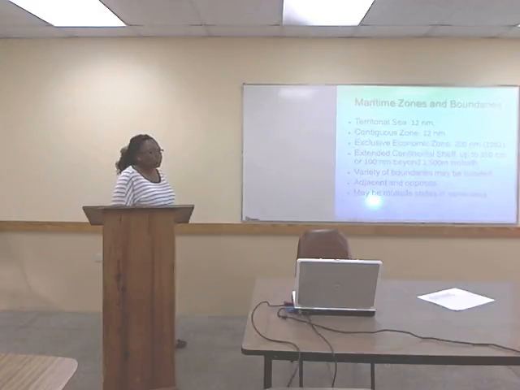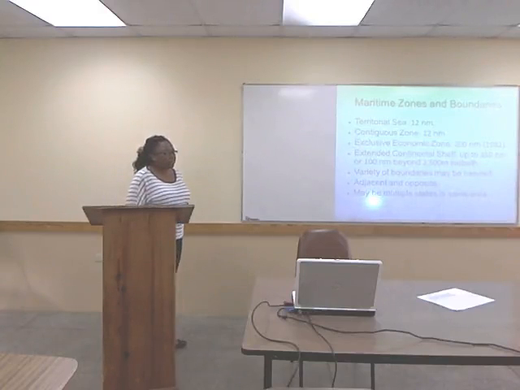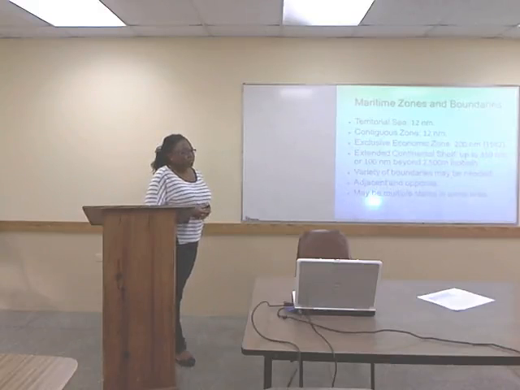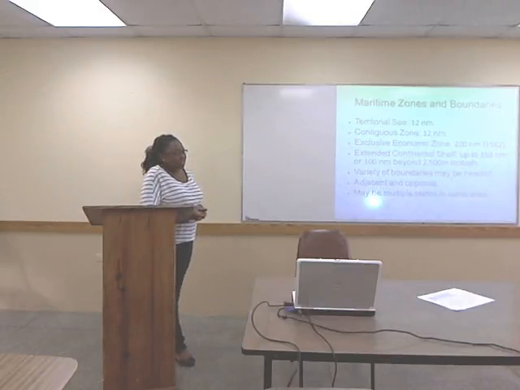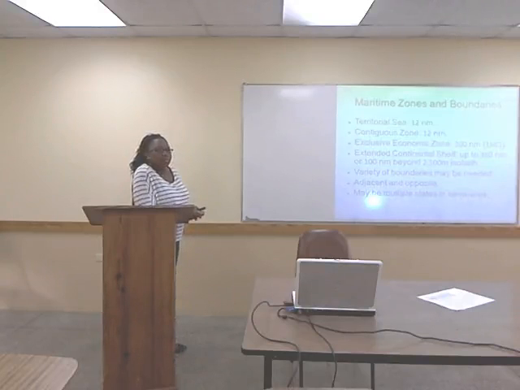Contiguous zone, we say 12 nautical miles. The contiguous zone, it's good to keep the distance. The contiguous zone is really 24 nautical miles. I know why you're saying 12. It's 24, and remember, always we are measuring from the baseline. So it's 24 nautical miles from the baseline.